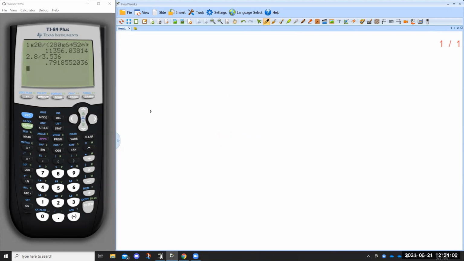Speed of light is approximately this really big number. I'm not even going to try and read right now. Miles per year. Express it in miles per second.